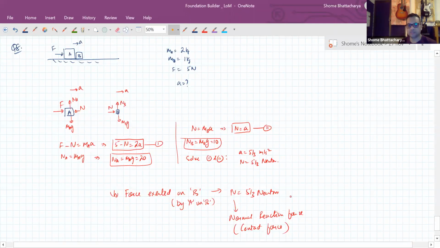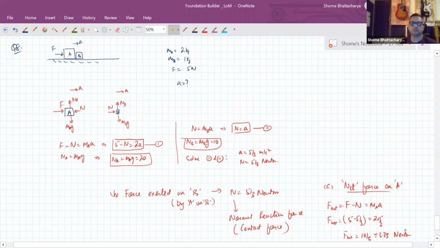Whereas for the 2 kg block A, the net force is nothing but F minus N. That is the net force, and that is equal to what? Mass of A into acceleration. So whether you write it as 5 minus 5 by 3, or as mass into acceleration, that is 2 kg into 5 by 3, the net force acting on this block is 10 by 3, or 3.33 newtons. Okay, so hope this is clear.